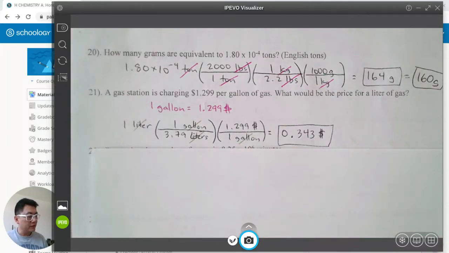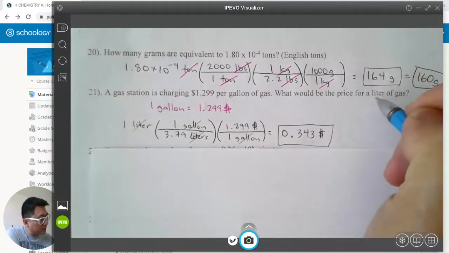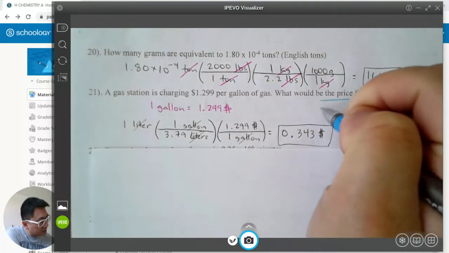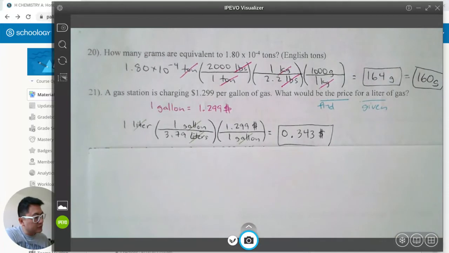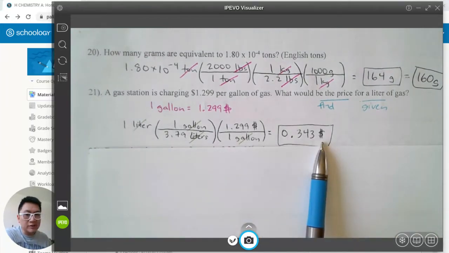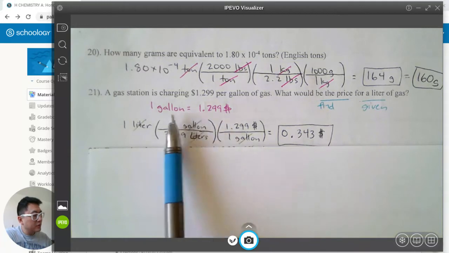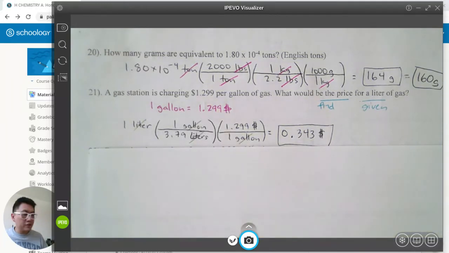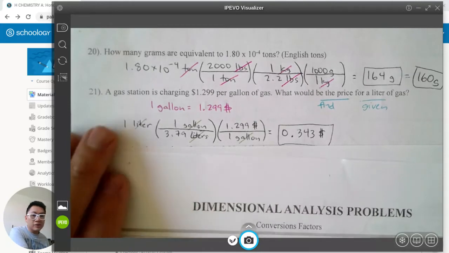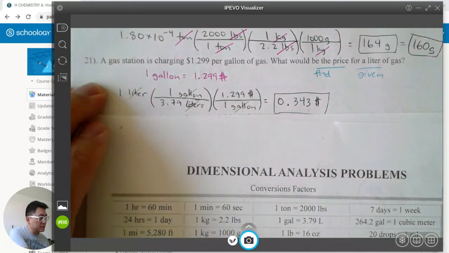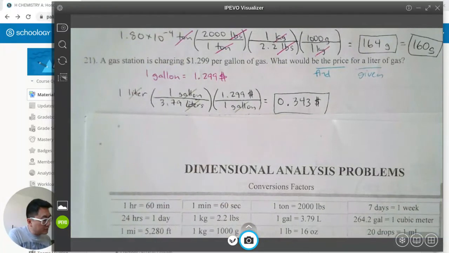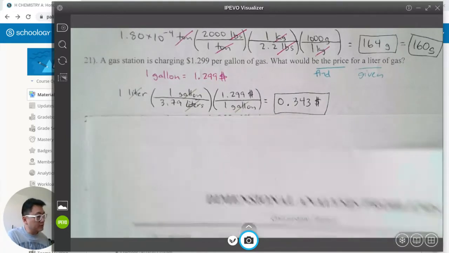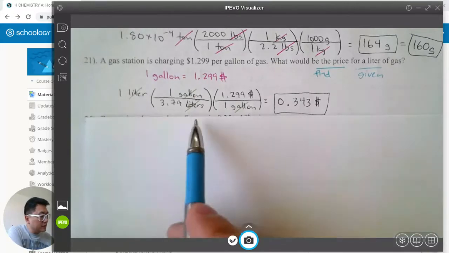$0.343. Start off with a liter. That was my given. I'm trying to find the price, or dollars. So given a liter, the question is how many dollars? I only know gallons to dollars, and that was in the conversion factors on the first page. Oh, right there. 3.79 liters is a gallon. Use that so that liters cancel.